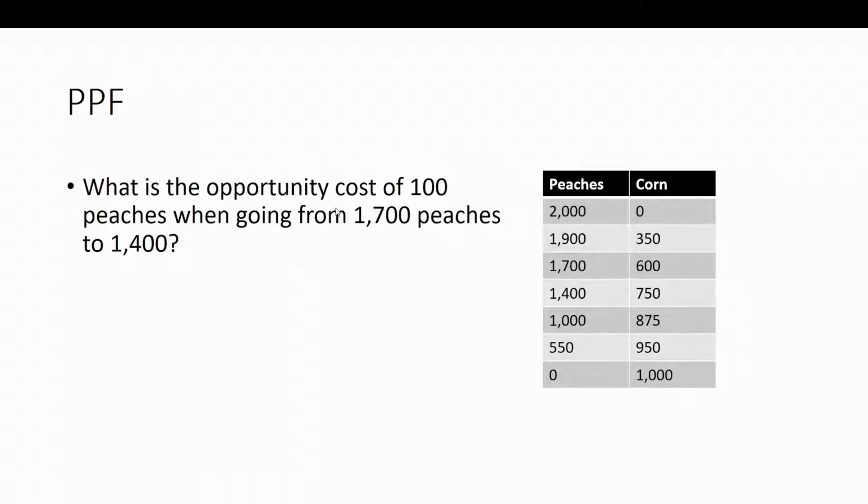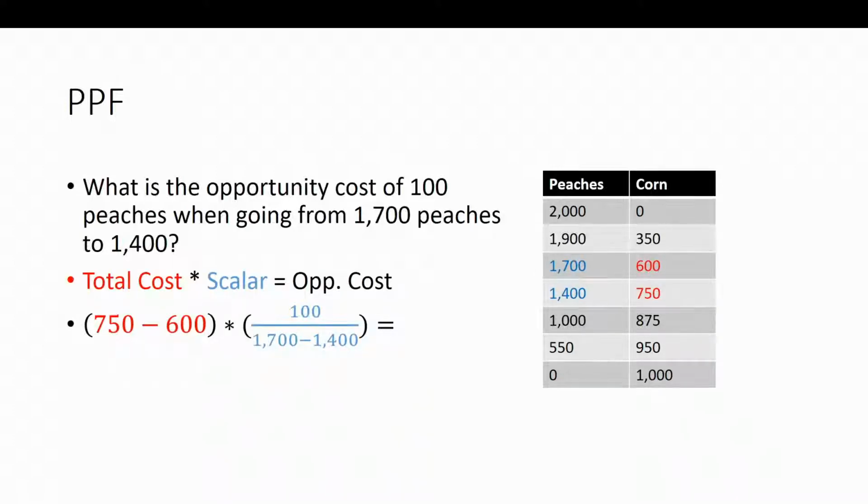Now, again, what is the opportunity cost of 100 peaches when we're going from 1,700 peaches down to 1,400? So we're going to go from 1,700 down to 1,400 peaches. We want to know what the opportunity cost is of 100 peaches making that jump. To do this calculation, we're going to need to take the total cost. We're going to have to multiply that by our scalar. So we want 100 and not 300. So there's our scalar, and that'll give us our opportunity cost.